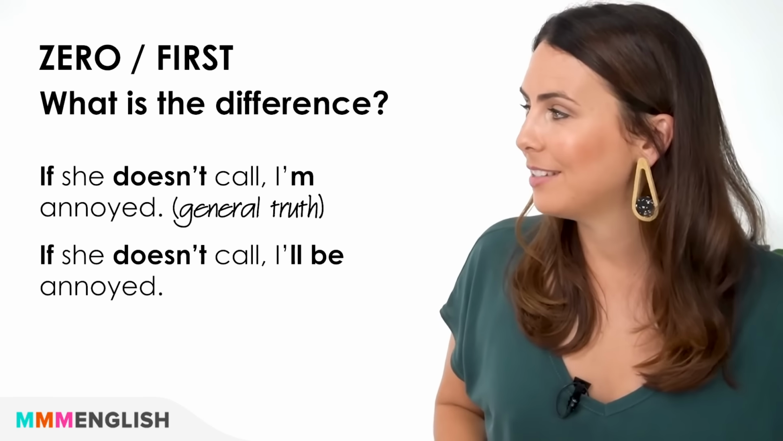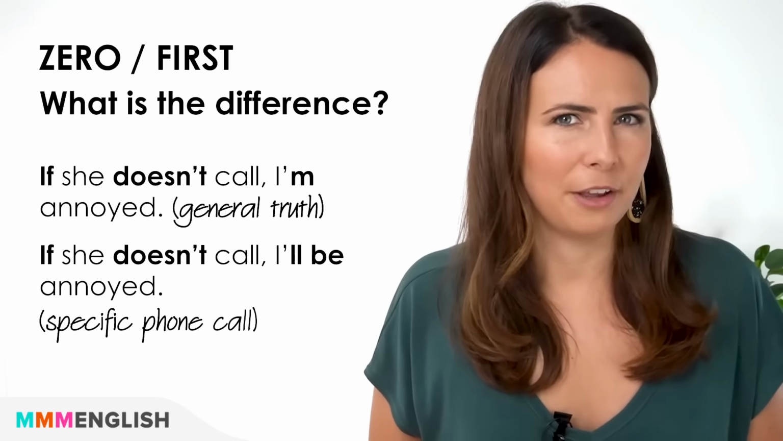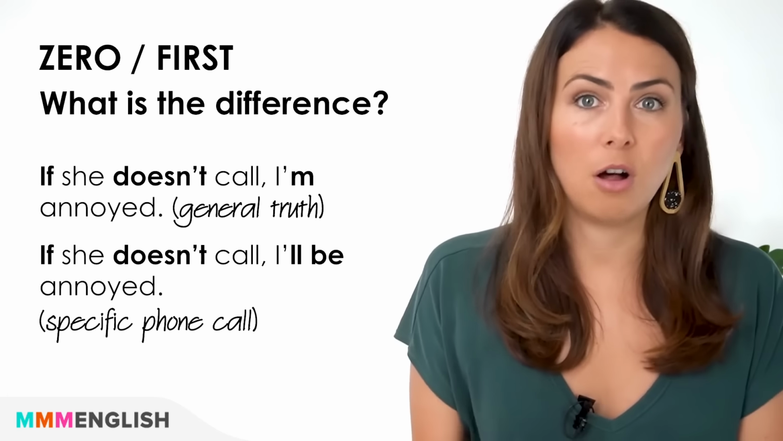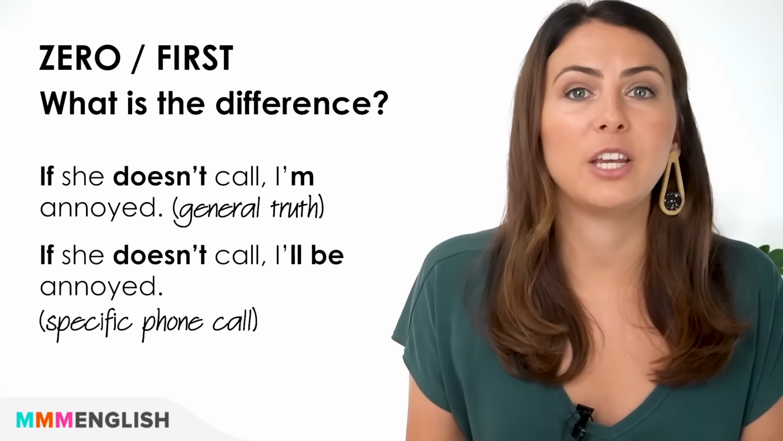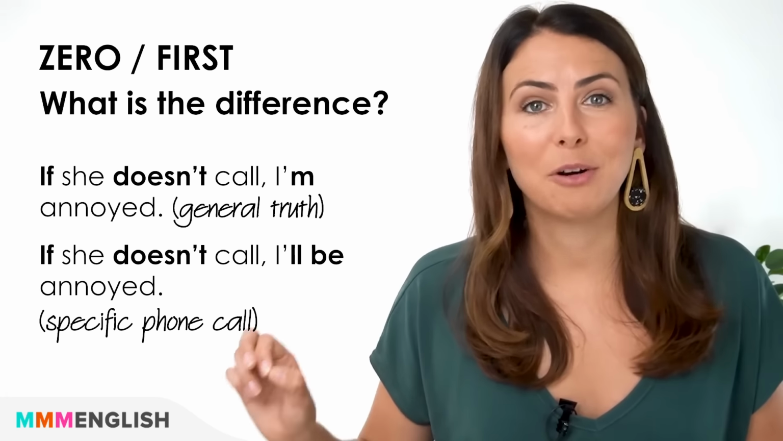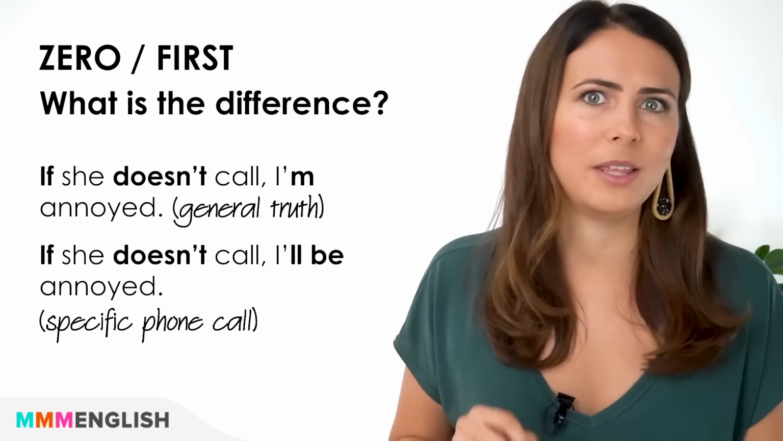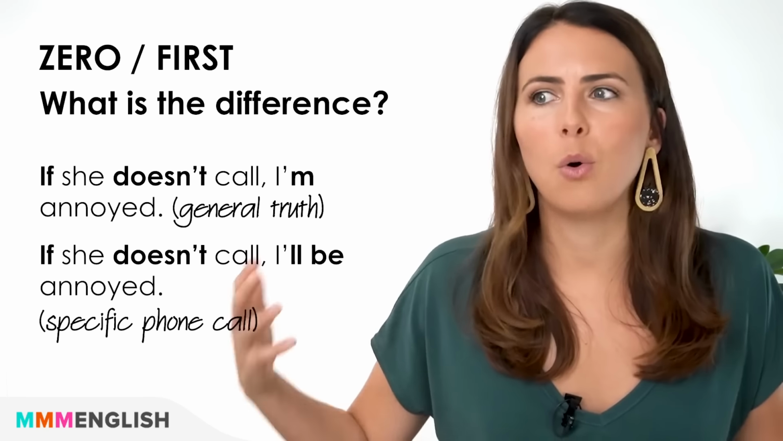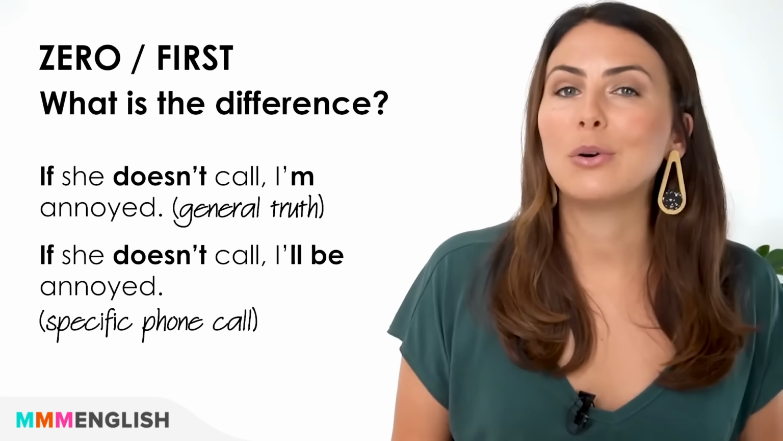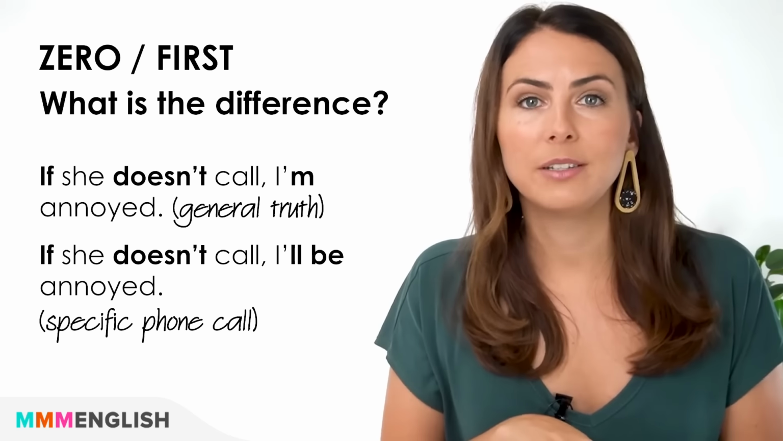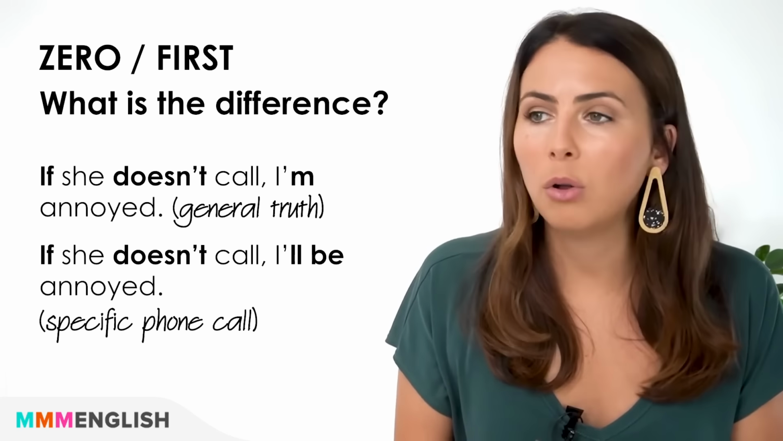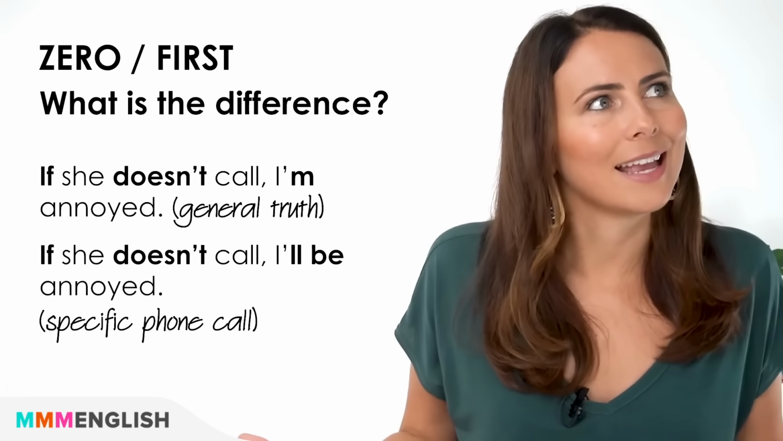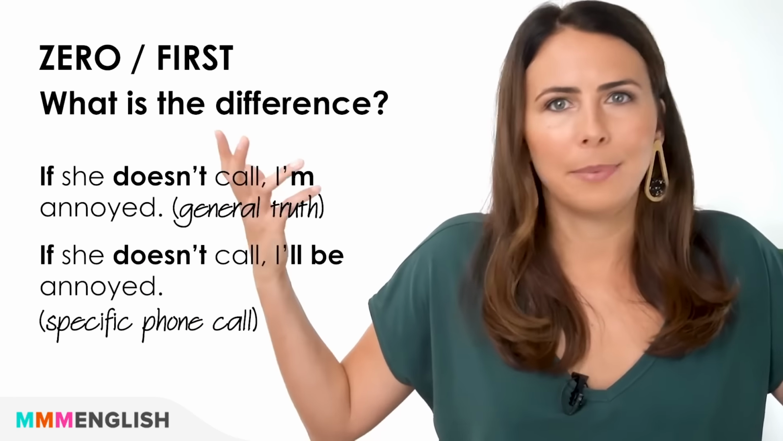In the first conditional example though, I'm talking about a specific phone call. Maybe I'm waiting for a colleague to call. I'm waiting for some information that I need to finish writing my report by the deadline, and she promised to call me this afternoon. So I'm not talking about her general calling habits. I don't always get annoyed with her, but I am talking about right now in this moment. I'm worried that my colleague's not going to call, and I'm just expressing that it's really annoying because I'm trying to finish my report.